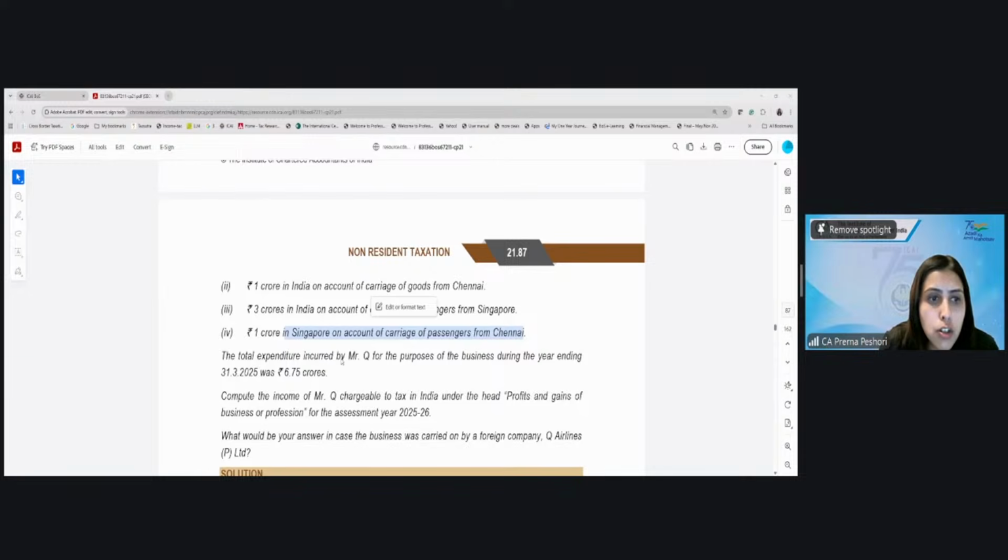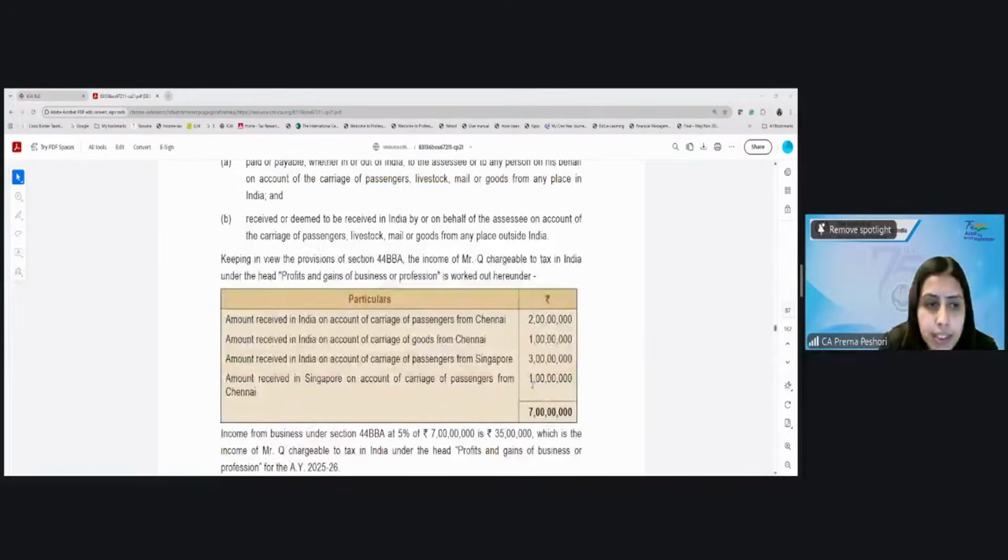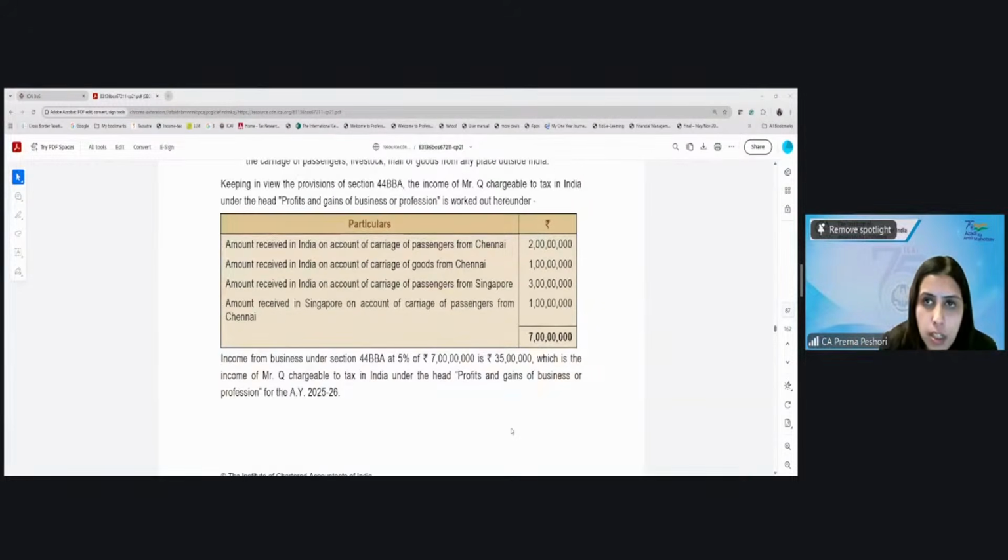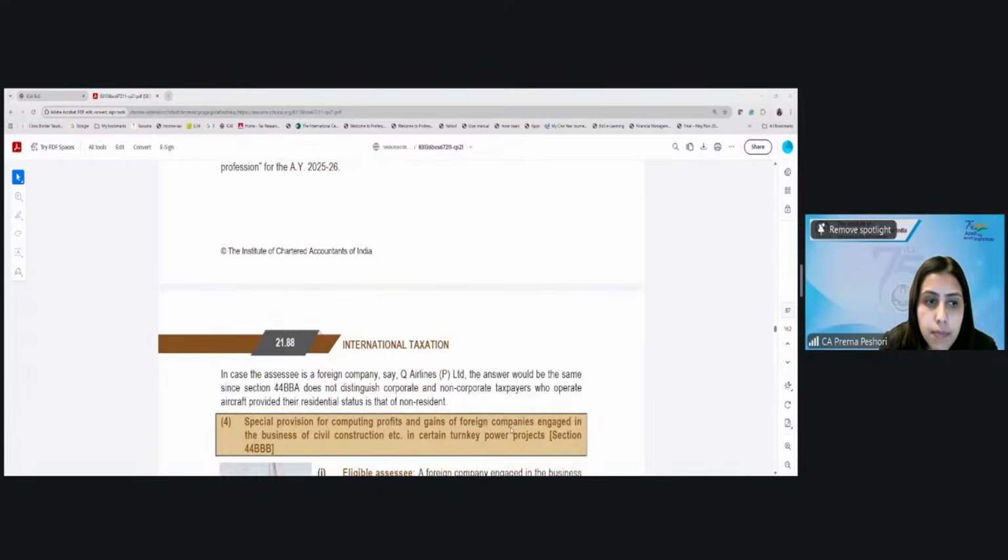Include, right? So the total expenditure incurred during the year was 6.75 crore. Whether this is relevant? No, right? So on the basis of this, you will compute the presumptive profits, which will be 5% of 7 crore, which is 35 lakh. This will be chargeable under the head PGBP. Are we clear? Yes or no?